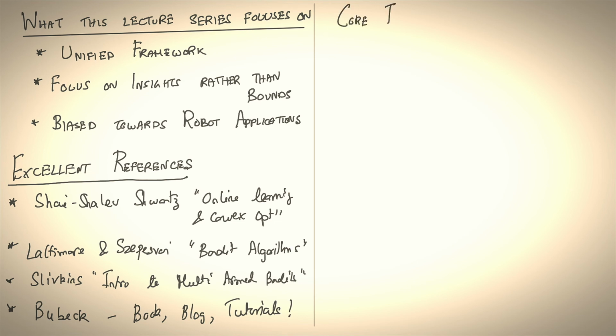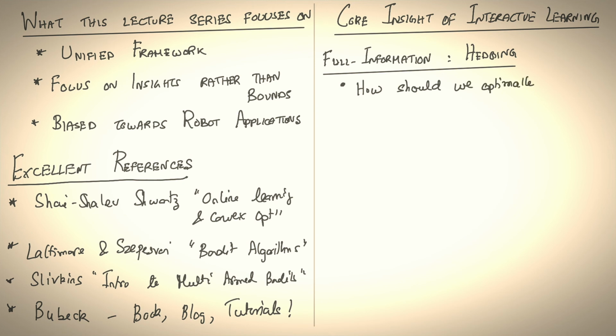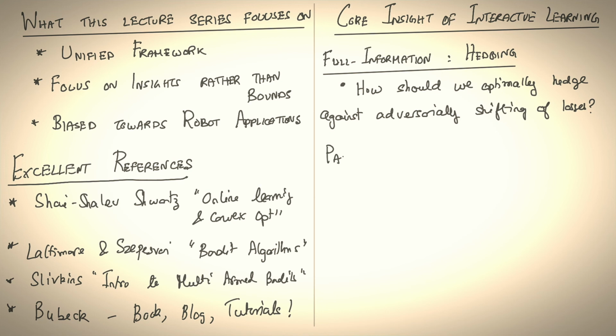Now, as a fun exercise, we're going to try to distill an entire series of lectures into a few core concepts that recur over and over again. The first concept is that when the learner has full information, the problem reduces to that of hedging. In other words, how should the learner optimally hedge against an adversary shifting loss functions? So if the learner doesn't change its options at all, then the adversary wins. If the learner changes options too eagerly, the adversary wins. What is the sweet spot in the middle?